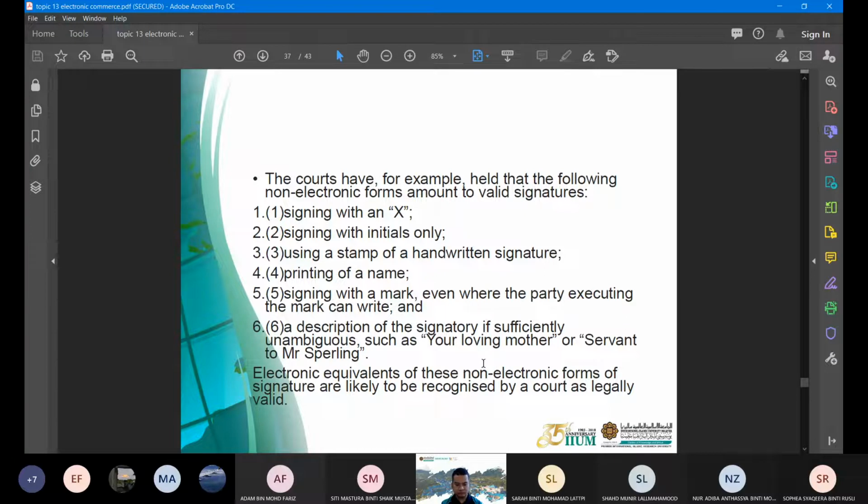Signing with a mark, a description of signatory if sufficiently unambiguous. Maybe you just put, you didn't sign properly tapi you tulis tu with love, macam tu je you tulis kan. That is also, if it's not too unambiguous, then it can be accepted.